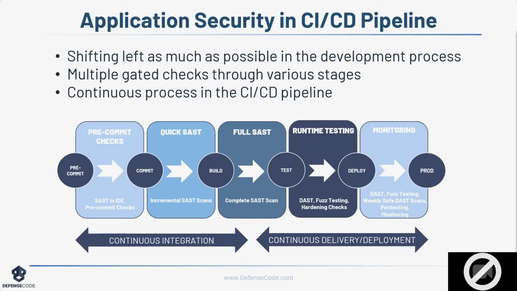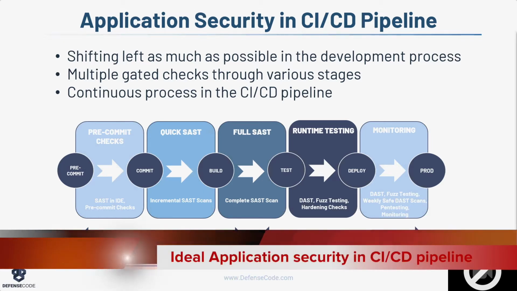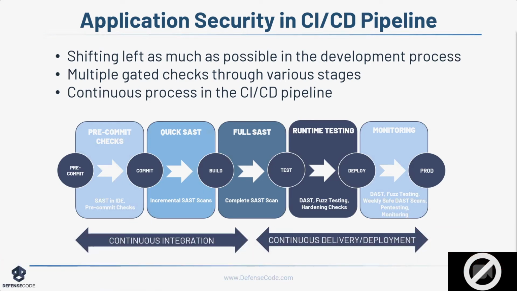The illustration that you see here represents what an ideal implementation of application security in a CI/CD pipeline looks like. It illustrates 3 points. You should shift left as much as possible in the development process. This means right during development time, and you follow it with gated checks across the pipeline: code pushes and commits in repositories, into builds, into runtime testing, and that cycle continues continuously.